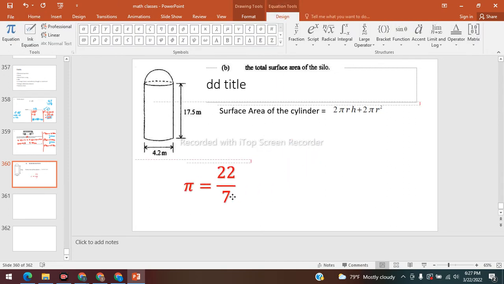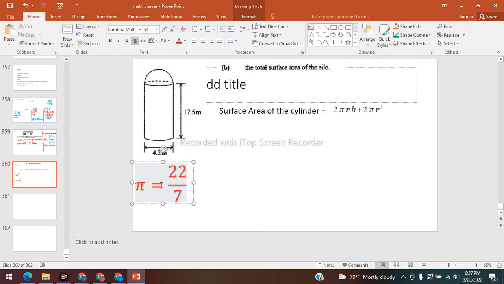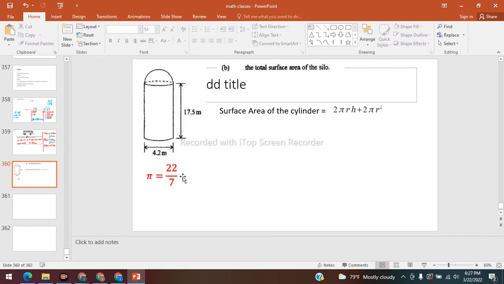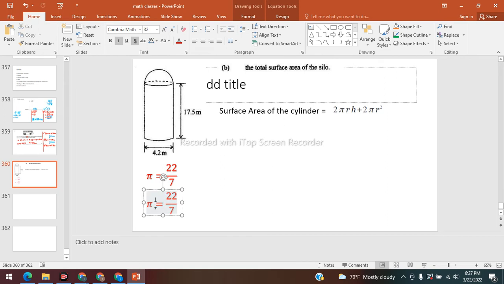Next thing is what else we need to know. What is R? So pi is 22/7. What is R? We saw R yesterday. R is what? 2.1 meters. R in terms of words is what? Radius. That's the radius, very good. And the radius is half of the diameter.